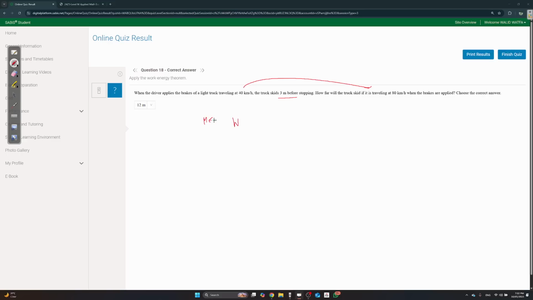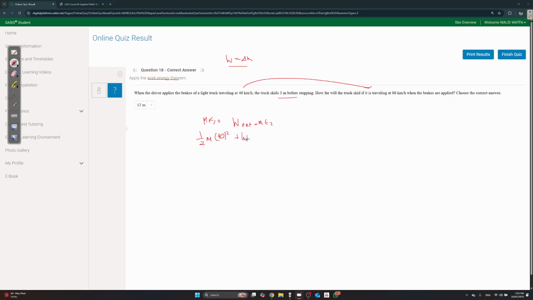ME1 plus work external is equal to ME2. Someone will say, use the work energy theorem, just say W is equal to delta K. I'm going to get there, but give me a second, okay? ME1: there's no change in potential energy, since there's no change in height, so we're only going to have kinetic energy. So you can have half times m times the velocity squared. Even though it's in kilometers per hour, just keep it for now.